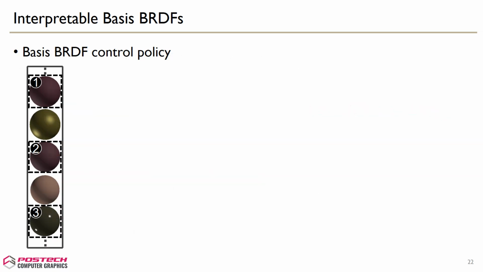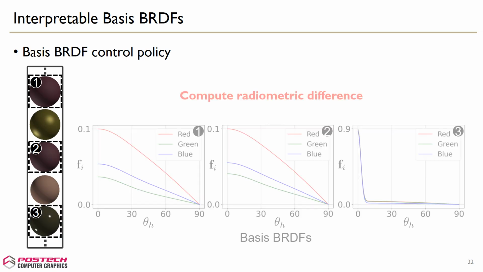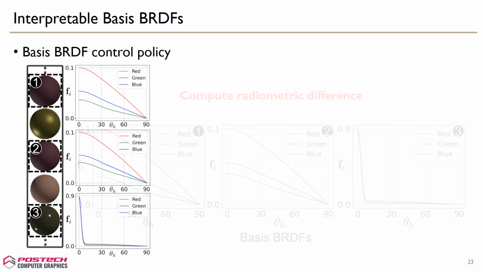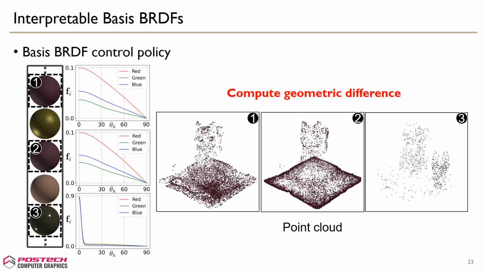Let's consider a set of optimized basis BRDFs during the analysis-by-synthesis process. To determine whether two basis BRDFs are similar, we compute their radiometric difference. This is evaluated based on the angle between the half vector and surface normal, one of the most influential terms in reflectance. We also compute geometric difference using a point cloud formed by the centers of Gaussians where each basis BRDF dominates.